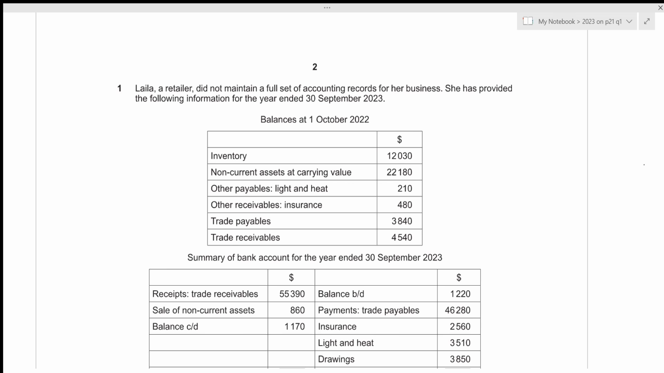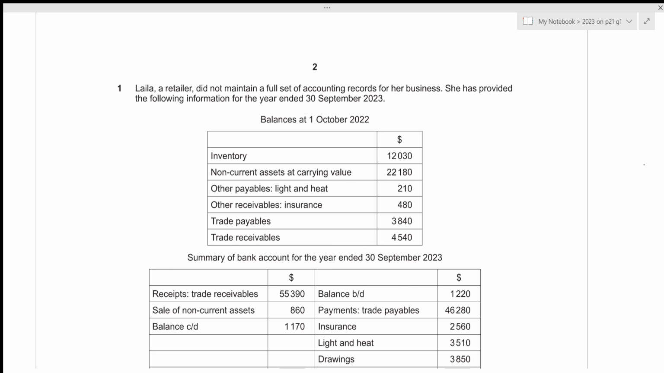And in this video, we'll be going over A-Level Accounting 2023, October-November, Paper 2-1, question number 1. This is the paper 2, which consists of 4 questions. 2 of them will be of 30 marks and 2 of them will be of 15 marks. And the total time limit given for this paper is 1 hour and 45 minutes.